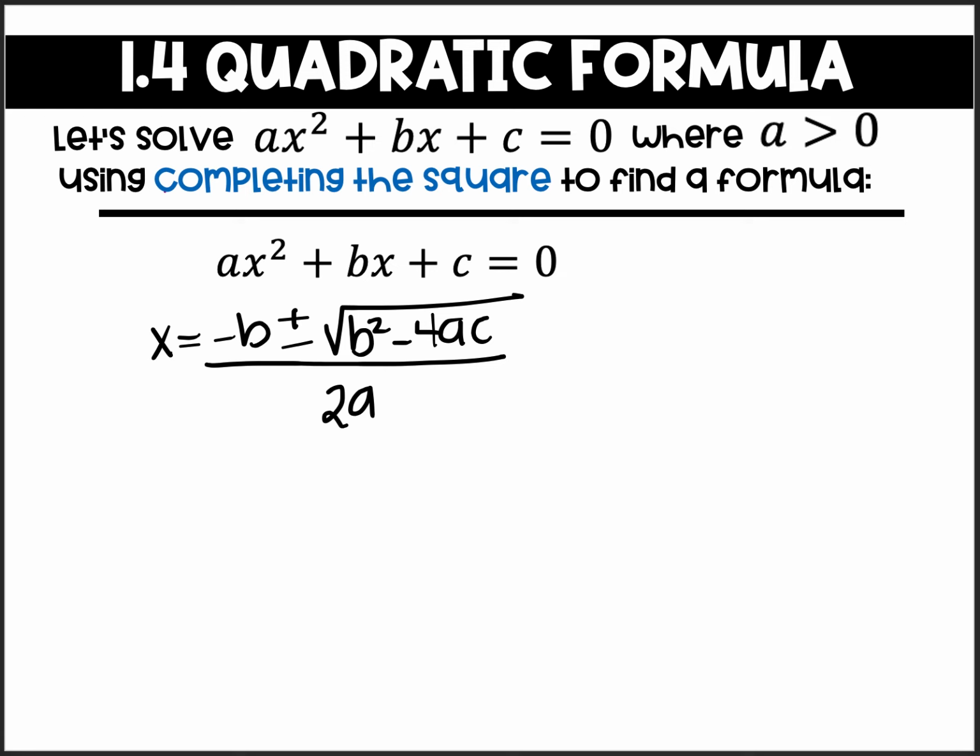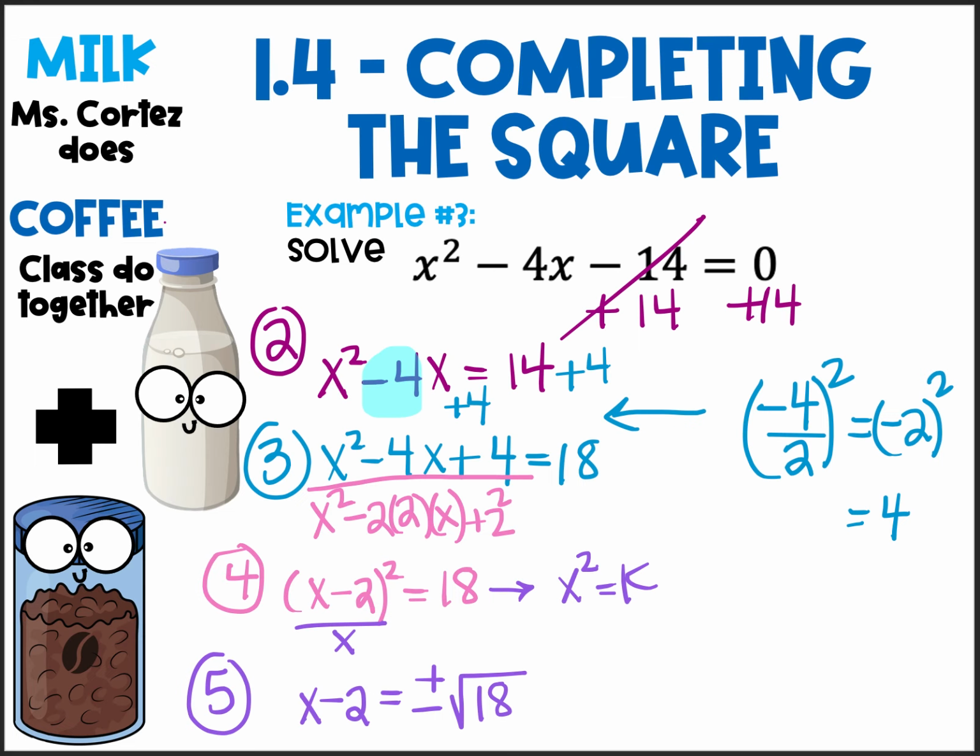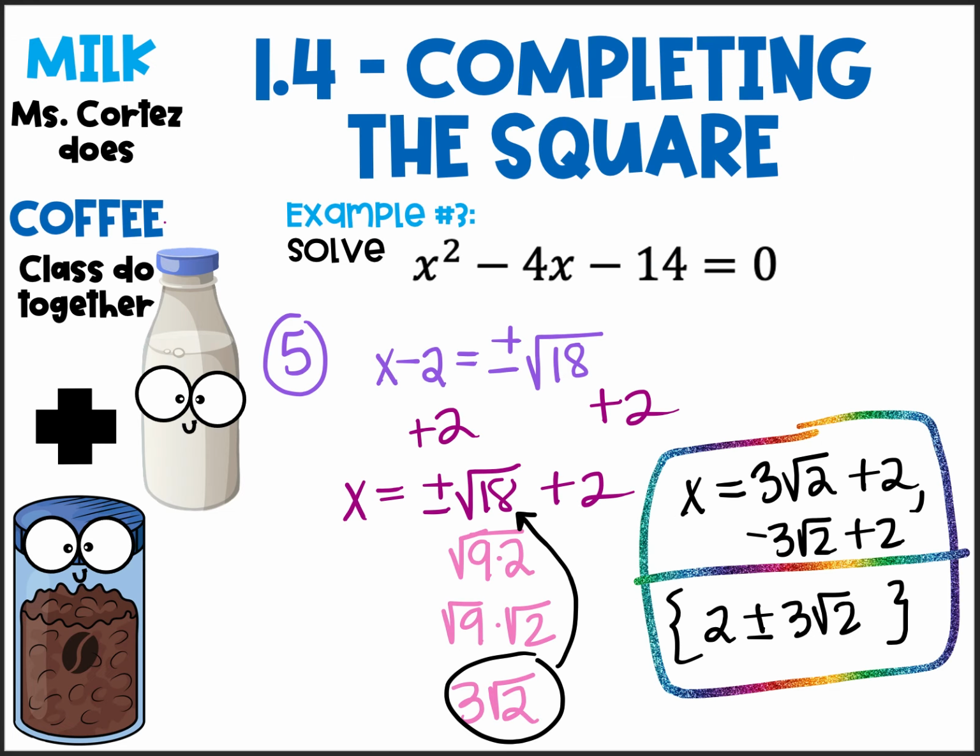Disclaimer, the previous example that we just solved, this completing the square example where we follow all the steps, if you choose to do the quadratic formula, you can do so. You don't have to always use completing the square. You can choose to use the quadratic formula, and you will find your answers. You'll still find x is equal to 3 square root of 2 plus 2 and negative 3 square root of 2 plus 2.